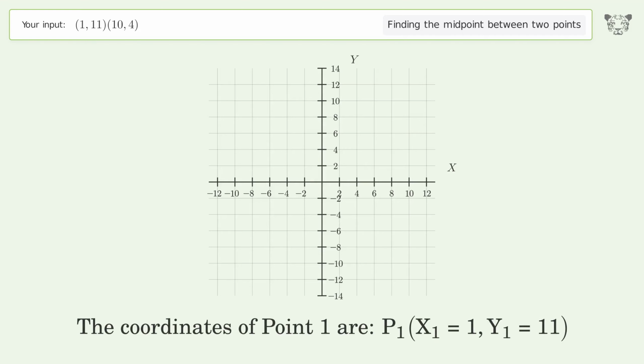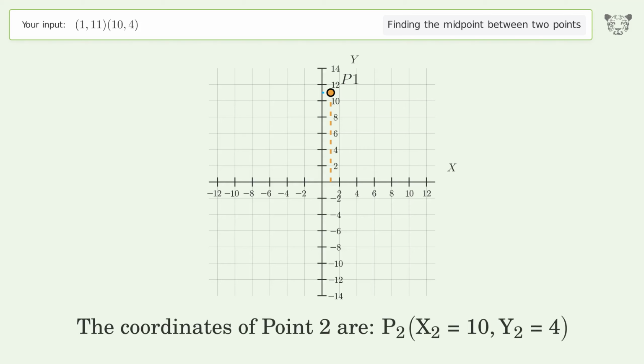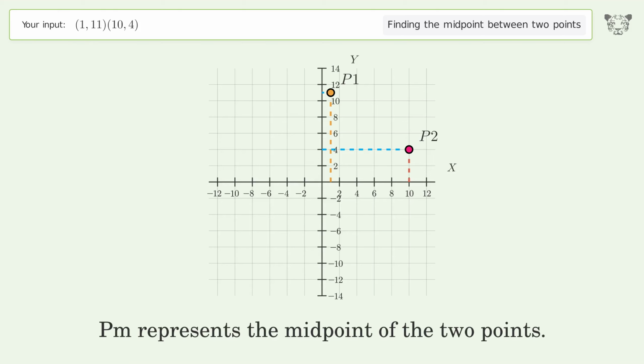The coordinates of point 1 are, x1 equals 1, y1 equals 11. The coordinates of point 2 are, x2 equals 10, y2 equals 4. PM represents the midpoint of the 2 points.